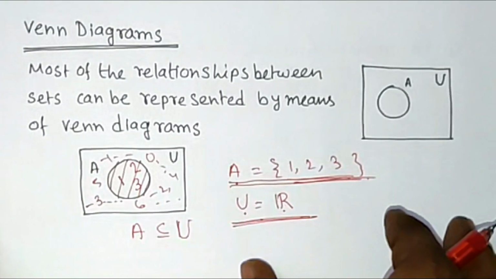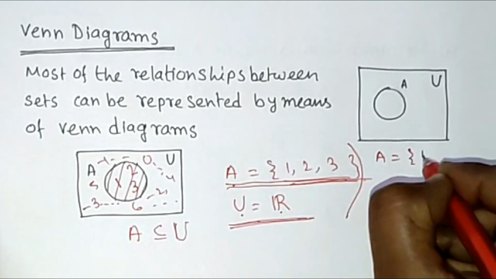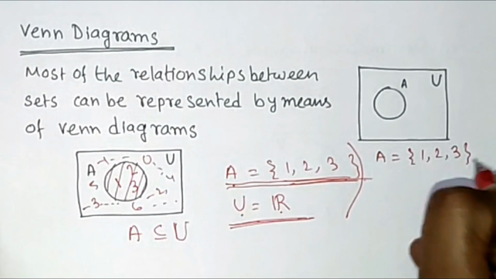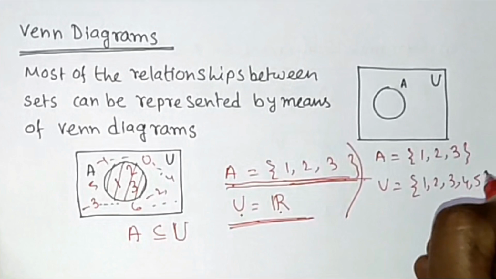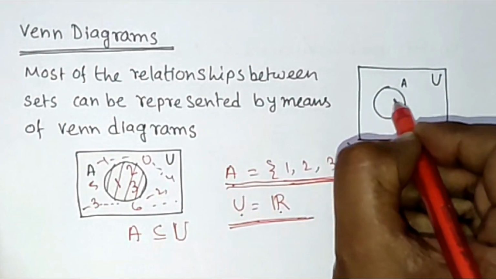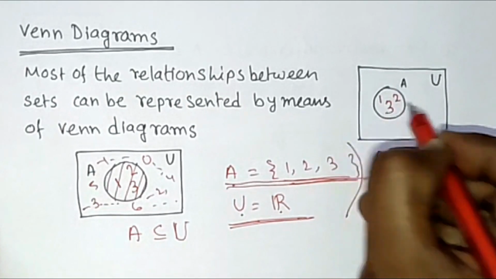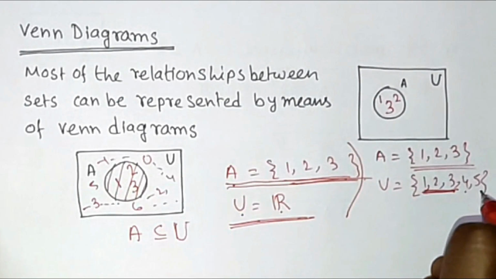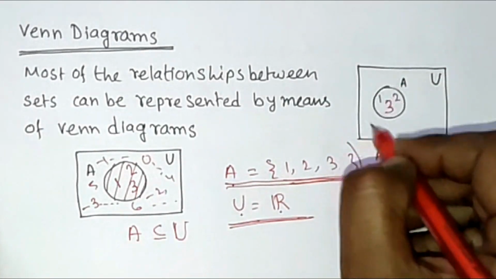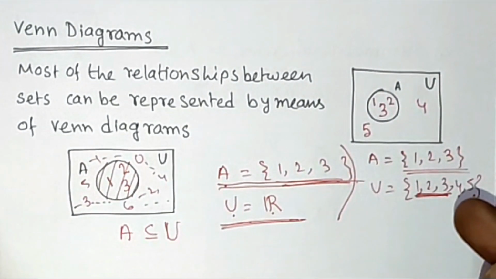Okay, another example. Suppose A equals {1, 2, 3}, and U equals {1, 2, 3, 4, 5}. So look, for 1 to 3 we have to write 1 to 3 in the circle A. So 1, 2, 3 are written. Then 4 and 5 will remain outside the set A. So suppose here 4, here 5. So this is the representation of sets in a Venn diagram.